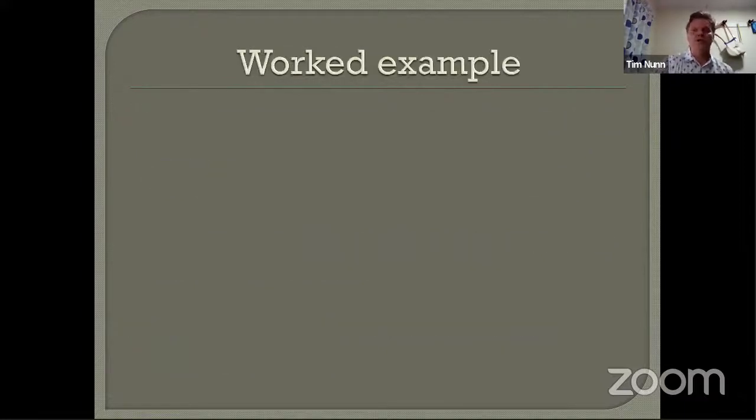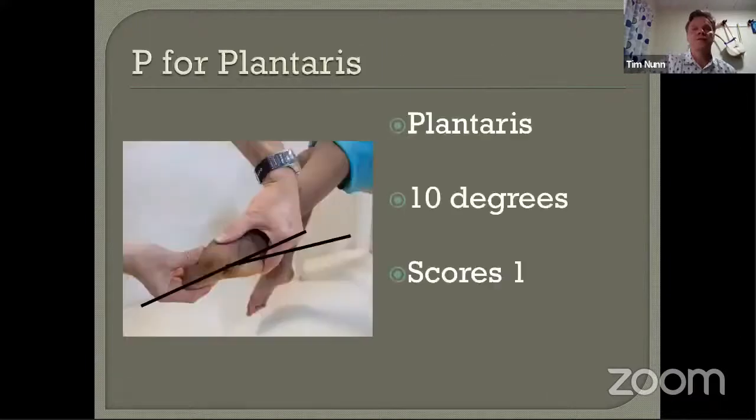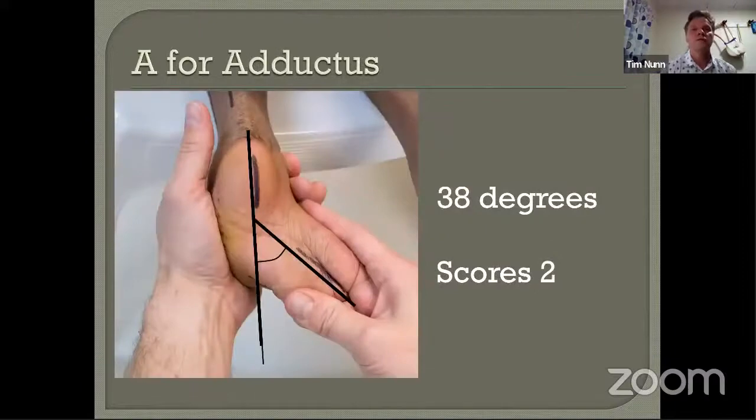So I just want to go through a worked example to try and explain this further. Here is the first bit, which is plantaris. As you can see here, plantaris is relatively mild, 10 degrees, and anything between 0 and 20 degrees scores a 1. So this score is 1. A is for adductus, and here you can see there's a moderate amount of adductus, and measured angles of between 20 and 45 degrees score a 2, so this scores 2.